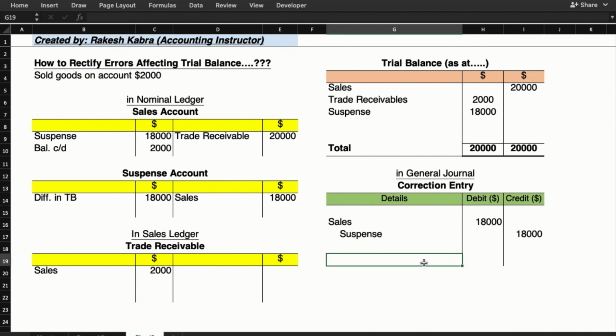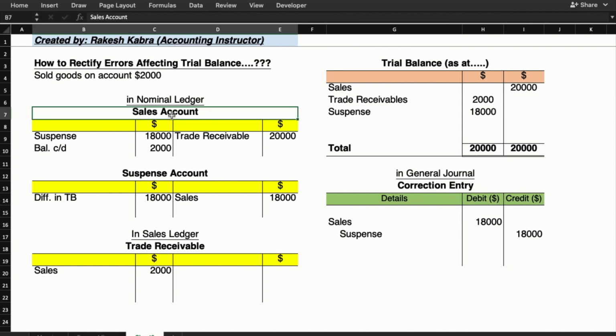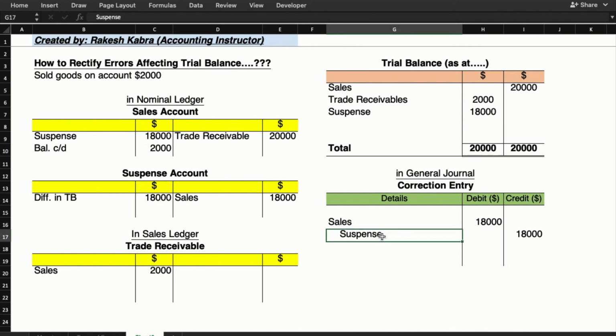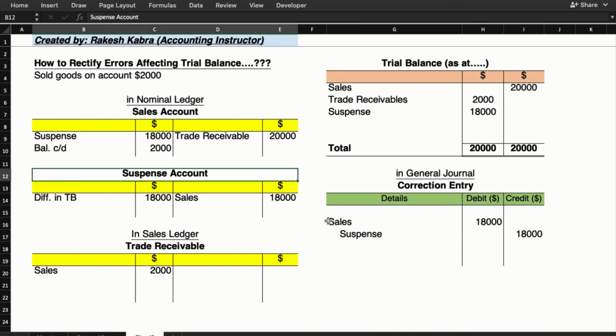Now two things we need to remember. First, we will pass the correction entry in such a manner that the affected account starts showing the correct balance. Second, in order to rectify an error affecting the trial balance, we will consider the suspense account to complete the correction entry. And the moment we rectify errors affecting the trial balance, the suspense account will show zero balance. So I hope you got the idea of how to rectify errors affecting trial balance.